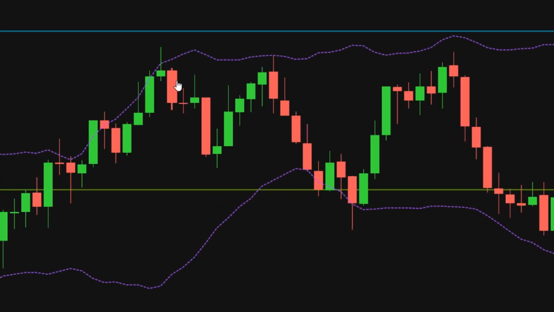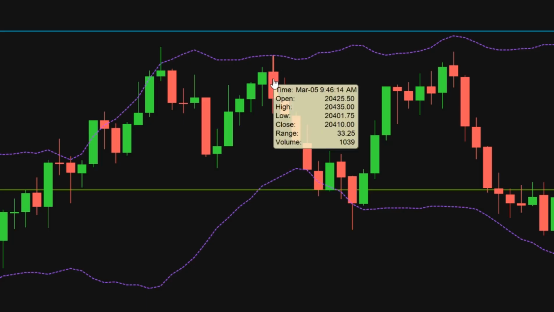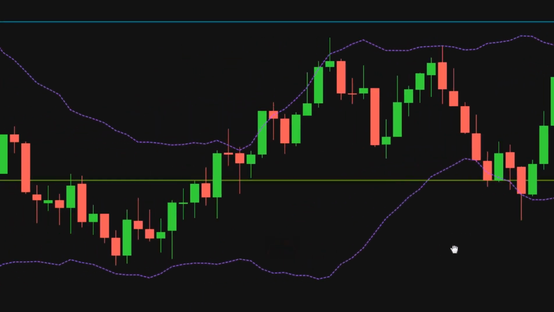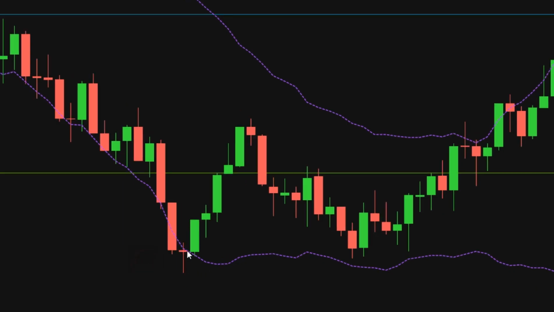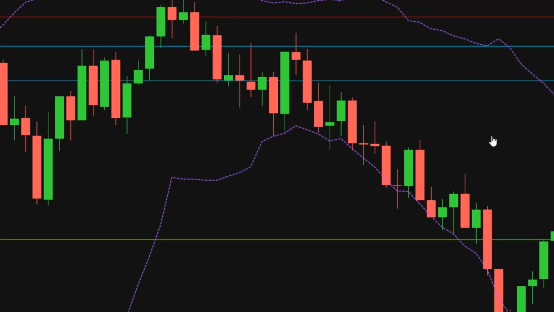So you could only take things like this. Hard wick rejection, engulfing candle off a Bollinger Band, and then adjust your stop as needed to handle any pullbacks. Or again, you could just wait for the actual pullback and then go from there. Here again, we have another hard wick rejection. Then up we go for the actual move.